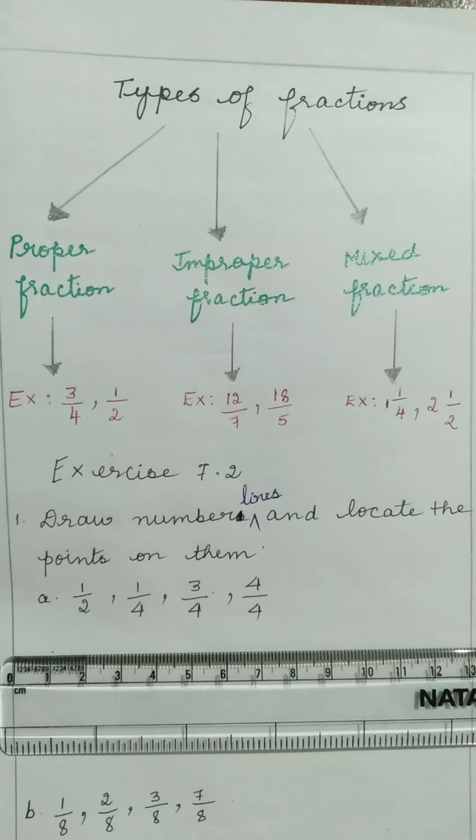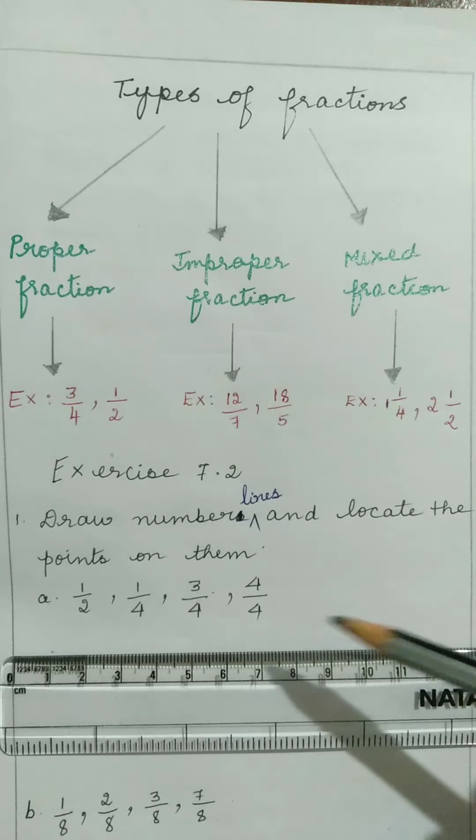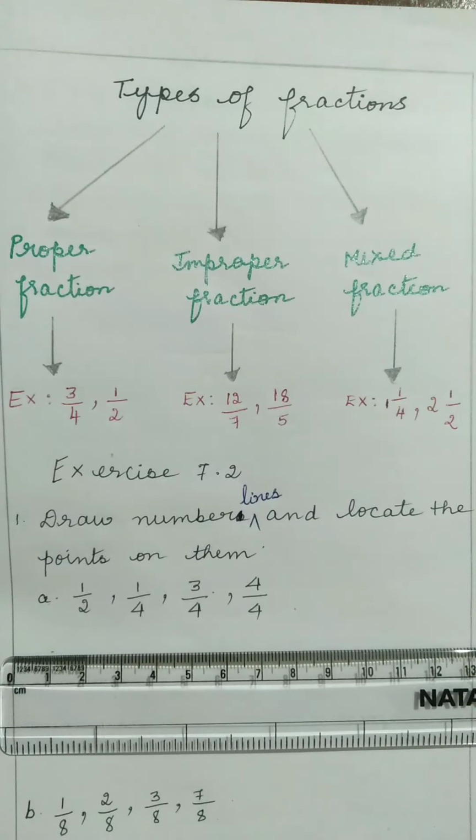To draw a number line, we know that these numbers are greater than 0 and lesser than or equal to 1. So, these numbers should lie between 0 and 1. Since we have to show 1 by 2, 1 by 4, 3 by 4 and 4 by 4, we divide the gap between 0 and 1 into 4 equal parts.